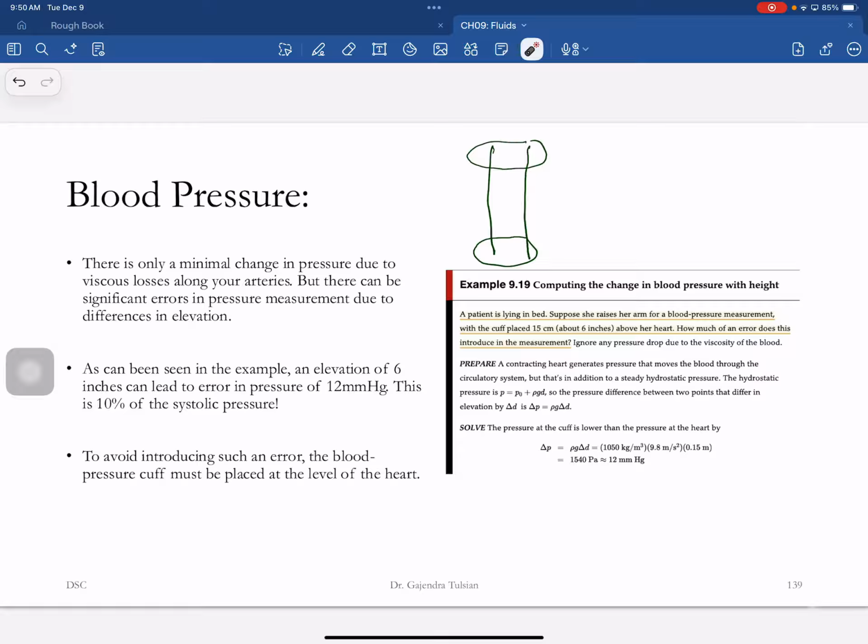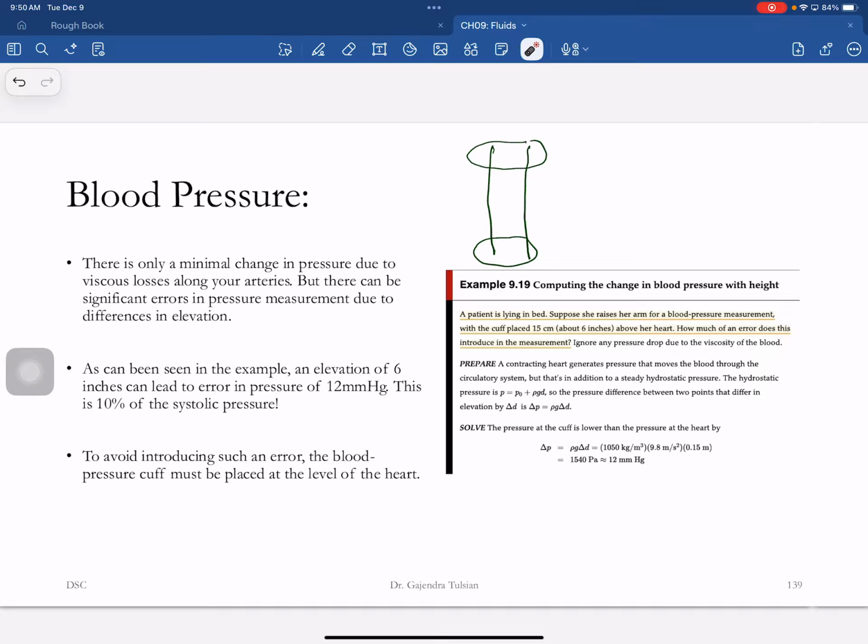What this shows is the blood pressure difference is the density of the blood times the acceleration due to gravity times the distance. This is the hydrostatic pressure. For 6 inches, which is about half a foot, the blood pressure drop is 12 millimeters of mercury.